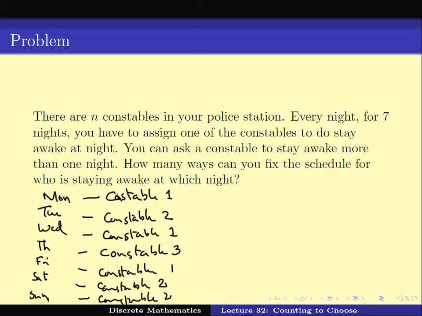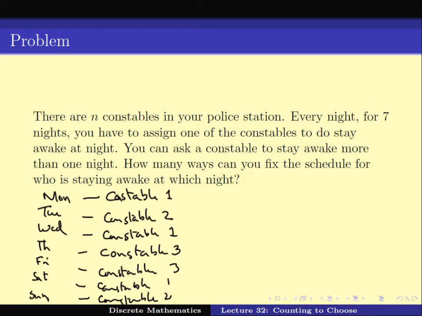Now there is another way I can do it, right? For example, I might have decided that, okay, no, I will put constable 3 here and constable 1 here. Now as you can see, there are different ways of filling up this chart. The question is, how many ways can you fix the schedule for who is staying awake at which night? And how many different charts can you prepare?